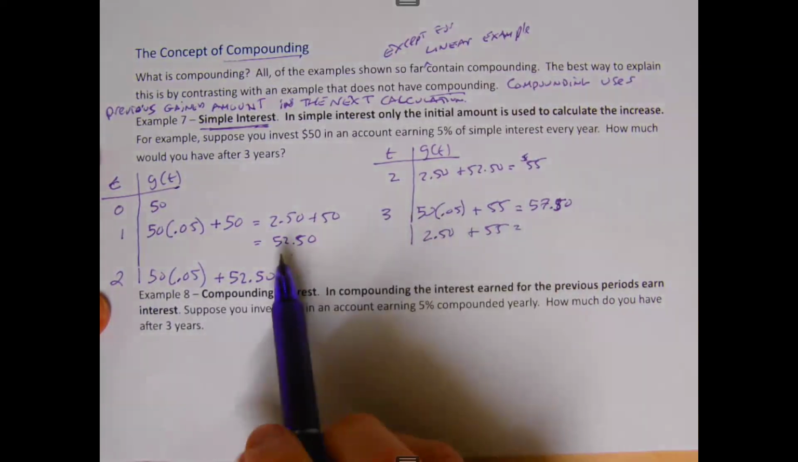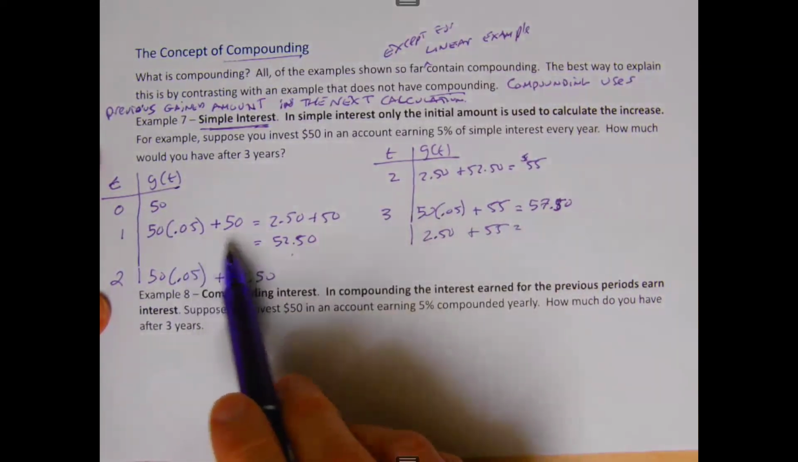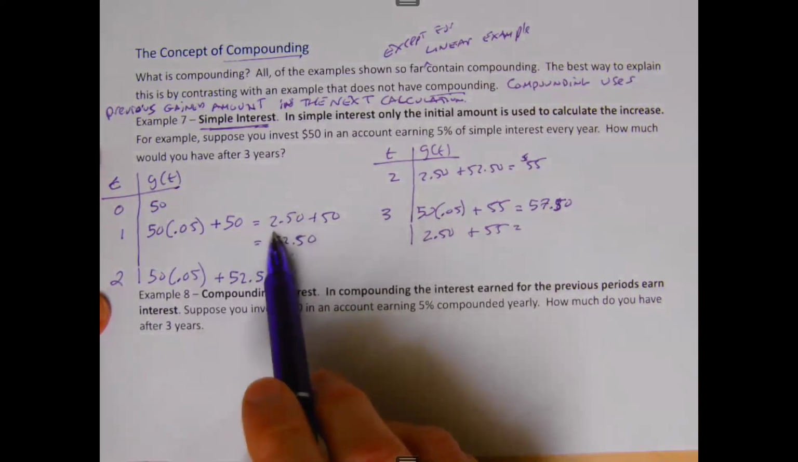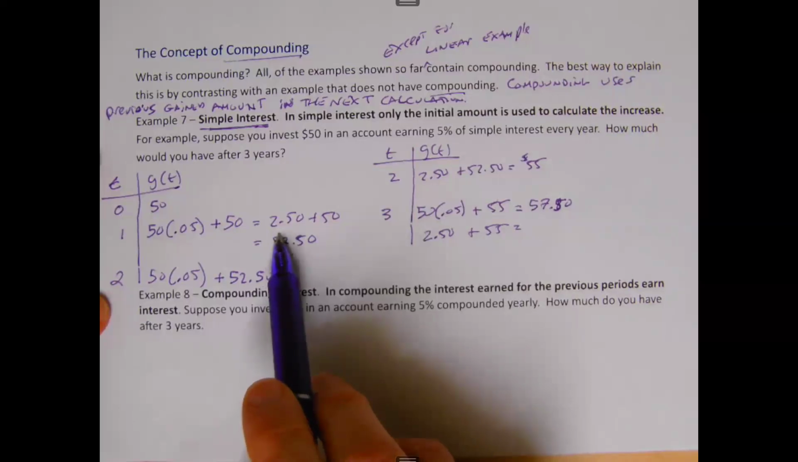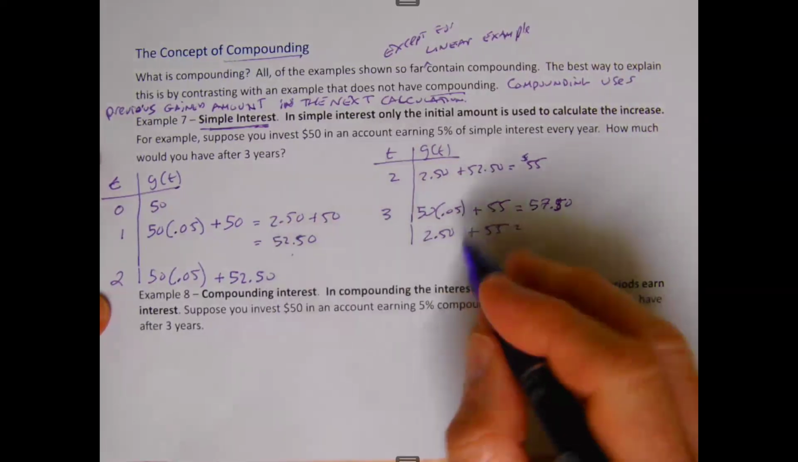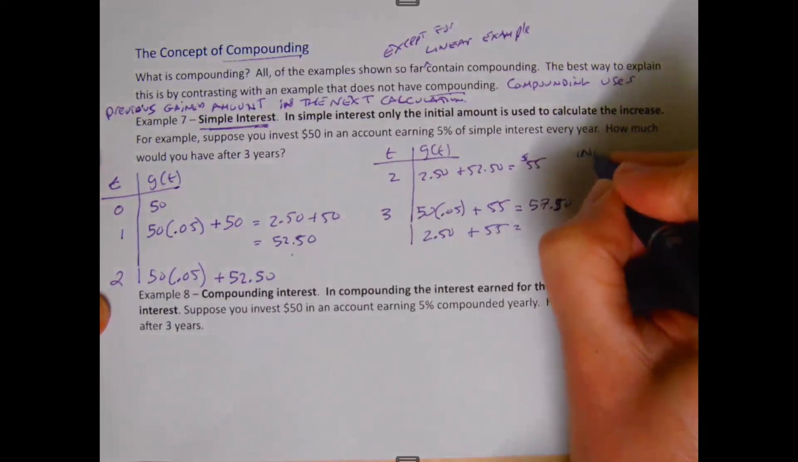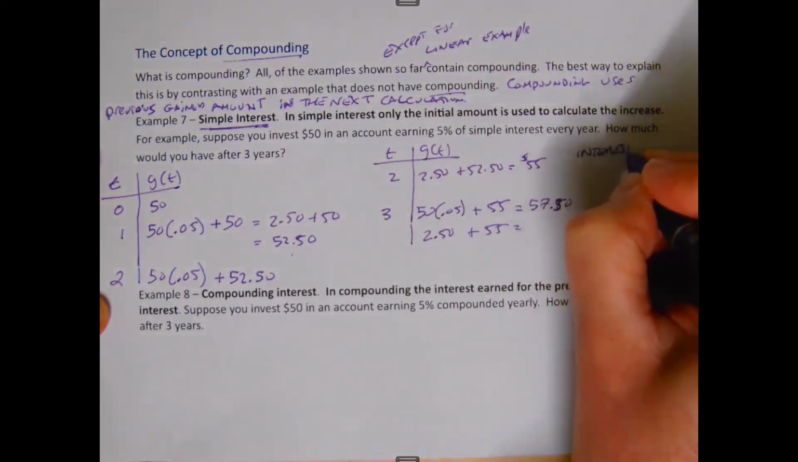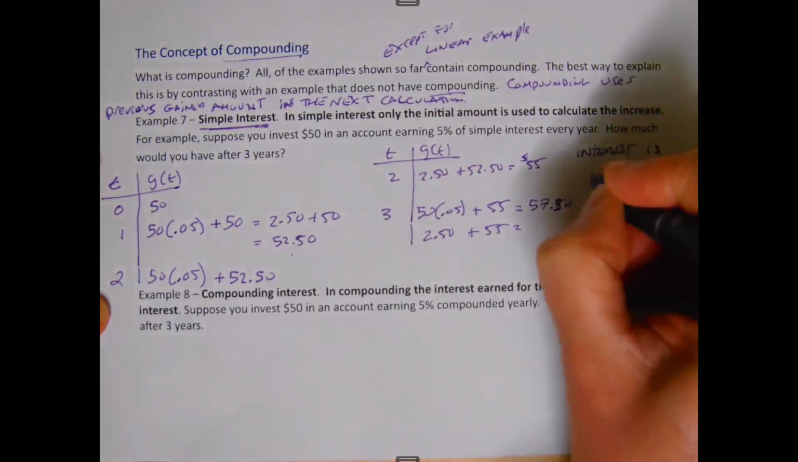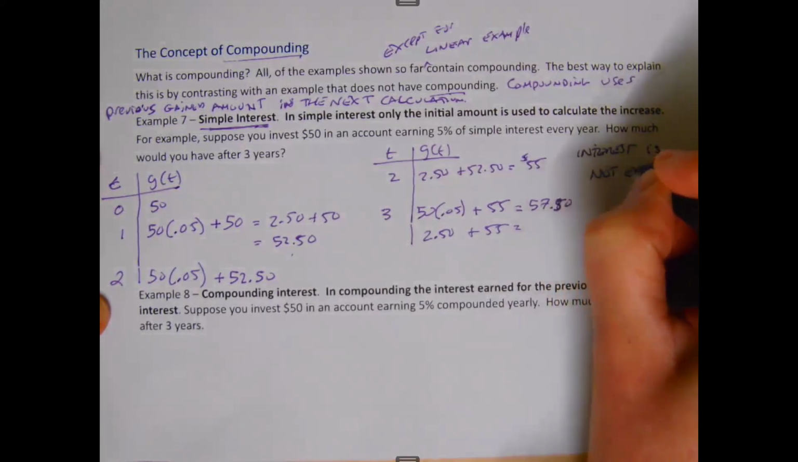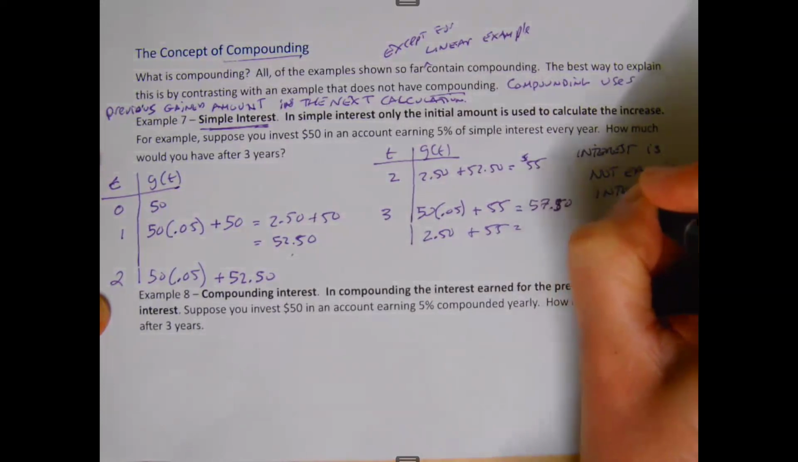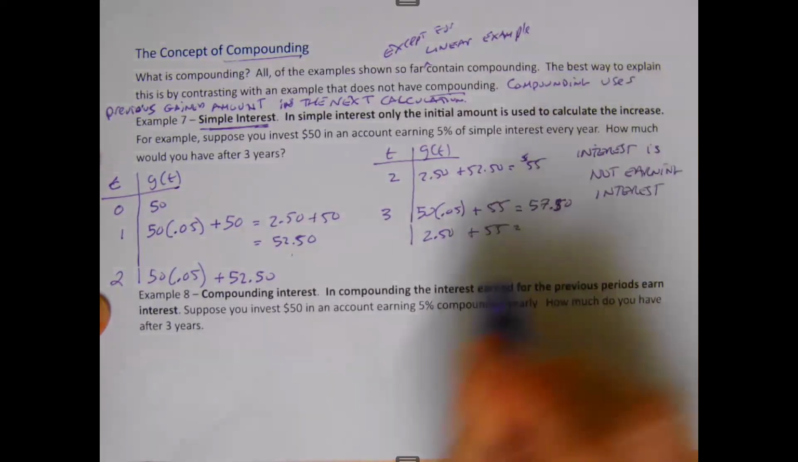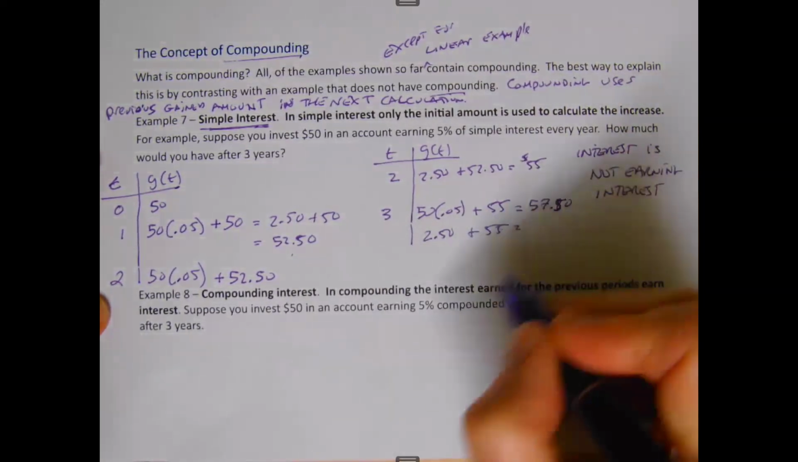But I'm not using the gain amount. So even though I earn 2.50 the first time, when I do the next calculation, I am not calculating on 2.50. So the interest is not earning interest. So the big thing here is interest is not earning interest. And that's what makes it simple. So after 3 years, I would have 57.50.